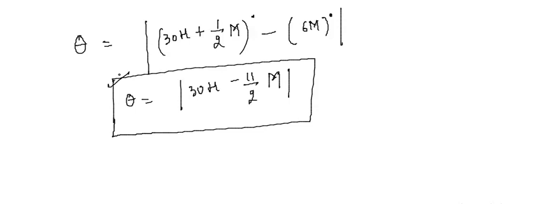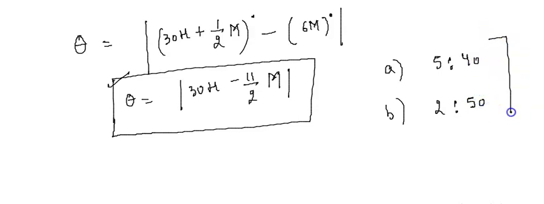I hope this concept is clear to you, how we can calculate the angle between two hands of a clock. So I'm giving you questions, you just have to comment your answers in the comment section. I'm giving you two parts. First is, what will be the angle between the minute hand and hour hand of a clock at 5:40, and second, at 2:50. Just try these two questions and give your answers in the comment section below.